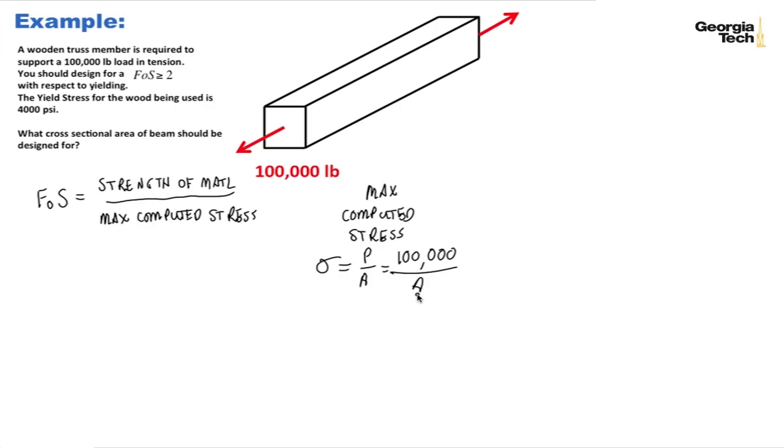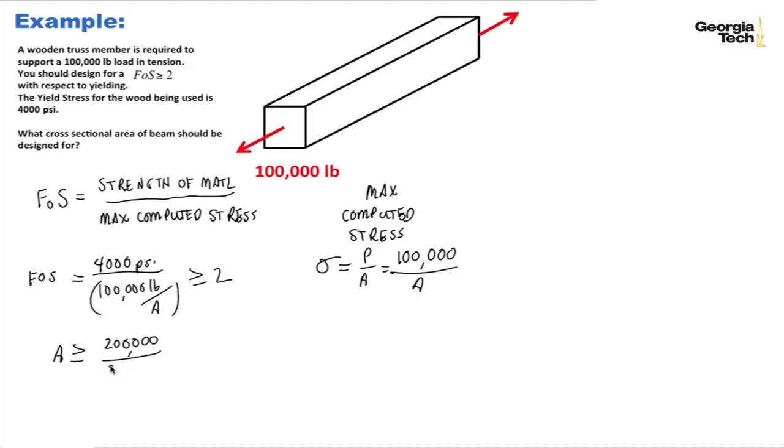And so our factor of safety is going to be, again, the strength of the material. For yielding, the strength of material we're given as being 4,000 psi for the wood that we're using. The max computed stress is going to be 100,000 pounds divided by the area in inches squared. And we want that to be greater than or equal to 2 for our design. And so the area then has got to be greater than or equal to 2 times 100,000, or 200,000, divided by 4,000.